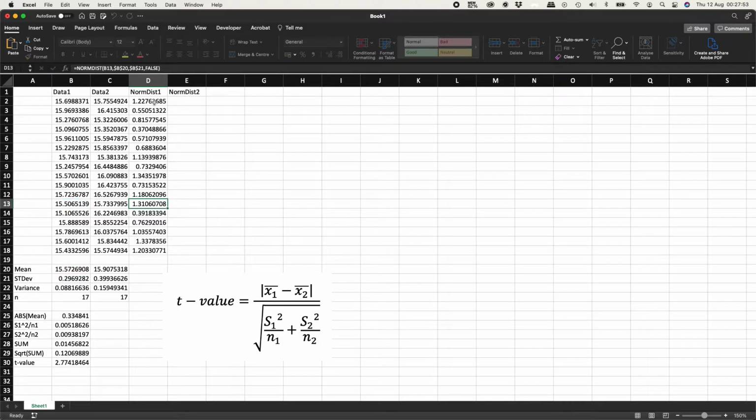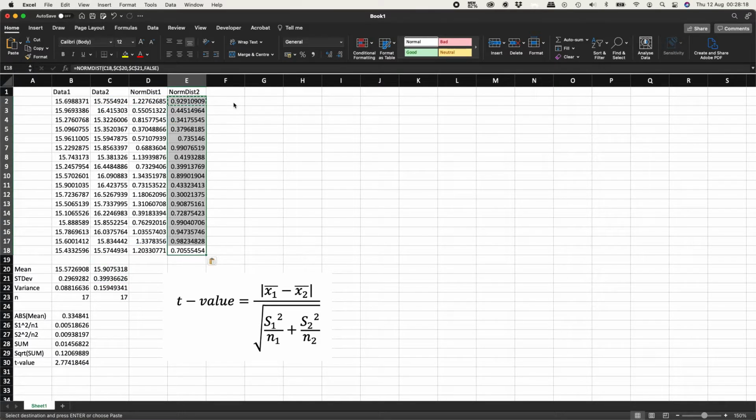Now we do exactly the same thing. Norm dist, like this. We select our x, which is our value from the data, the mean, the standard deviation, and false. And of course, we fix the mean and the standard deviation. Very good. There we go. Excellent. Now we can create a chart for the normal distribution bell curve.